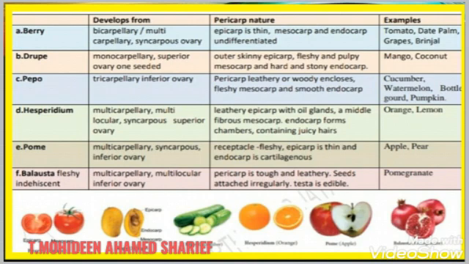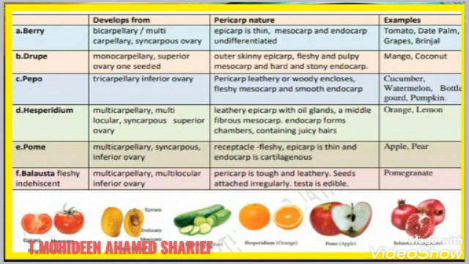So next we will see about them one by one. So in dry fruit, first comes follicle. Fruit develops from monocarpellary superior ovary and dehisces along one suture. Example, Calotropis. Then legume or pod.